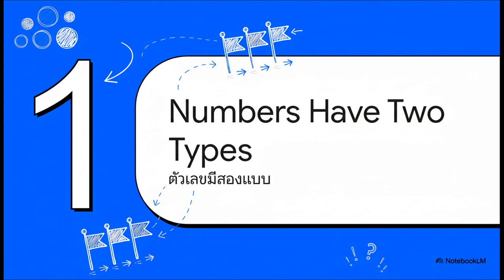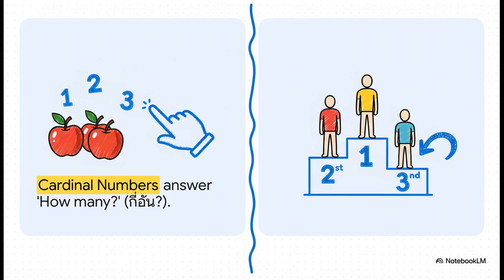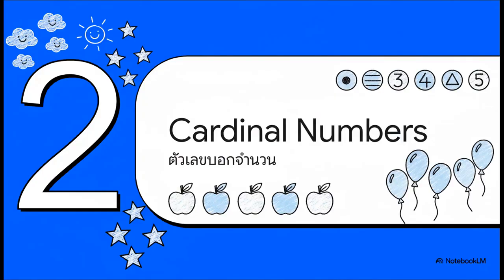It's actually pretty simple. And here it is, the core difference laid out perfectly. Cardinal numbers, on the left, they just answer how many. But ordinal numbers, on the right, answer which one. So here's the big takeaway: one is for quantity, and the other is for position. That's it. All right, let's start with the type you're probably most familiar with, cardinal numbers.